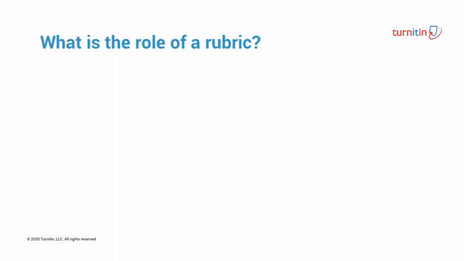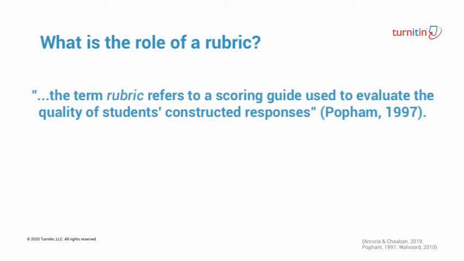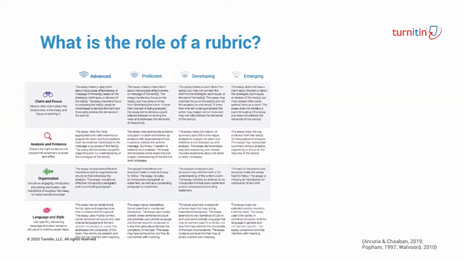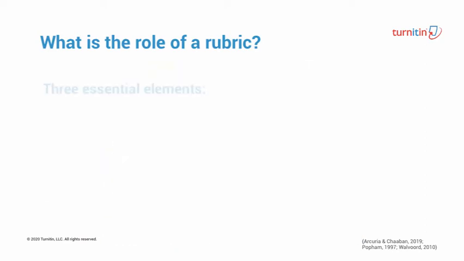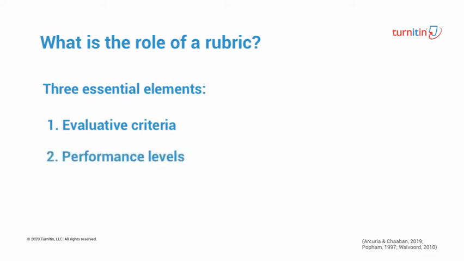Let's set the stage by defining the role of a rubric. The term rubric refers to a scoring guide used to evaluate the quality of students' constructed responses. A rubric is a matrix listing evaluation criteria, each associated with a detailed description and score. Rubrics contain three essential elements: the criteria indicating what is being evaluated, performance levels with descriptive quality definitions showing the differences in student responses to be evaluated, and the scoring methodology, which is based on the type of rubric.